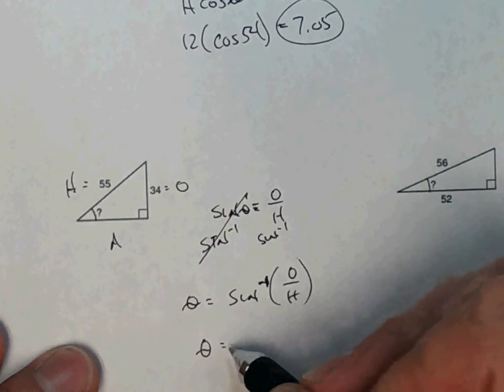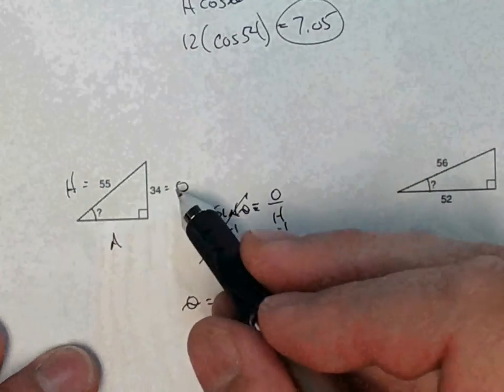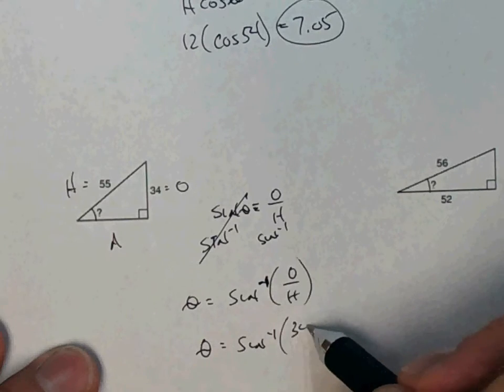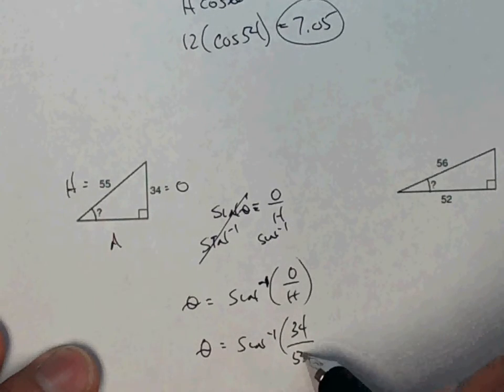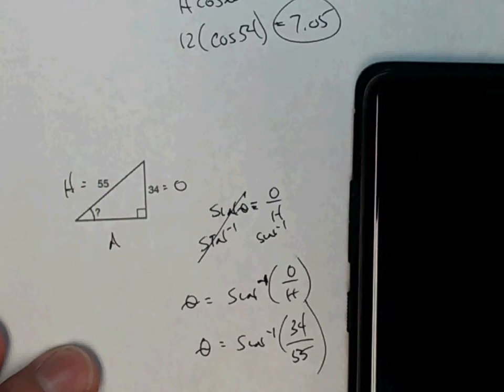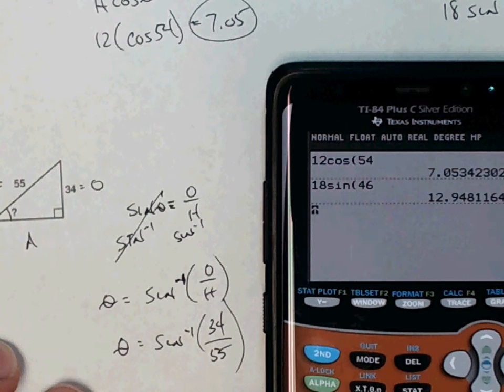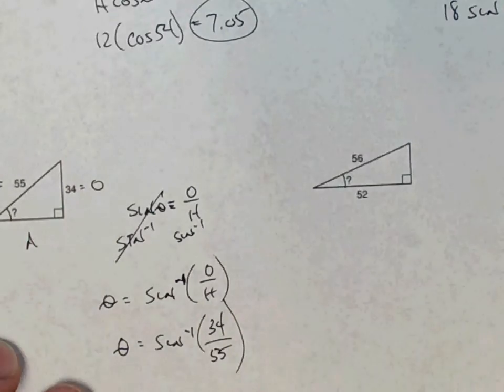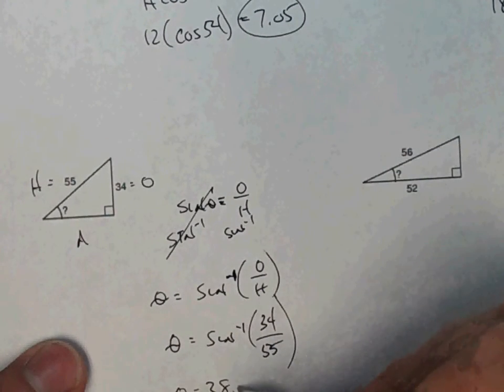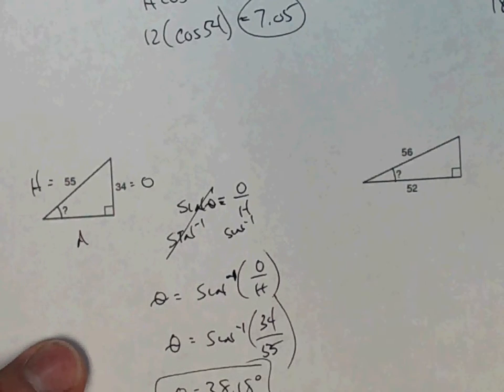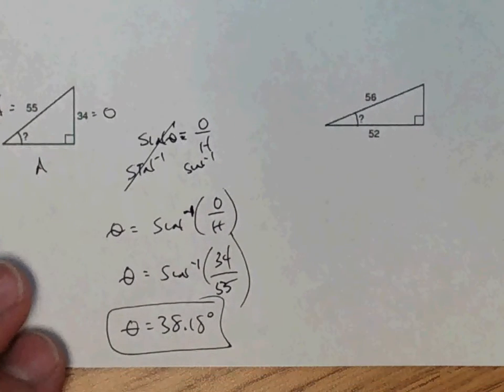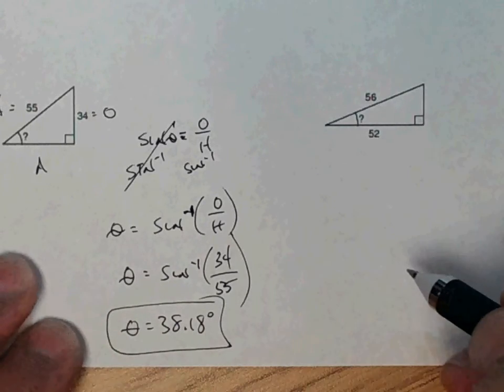And so now the angle is equal to the inverse sine. Opposite was 34, and the hypotenuse was 55. So now if we put that all in our calculator, you hit the second button and then sine, and you get the sine inverse, 34 divided by 55. And we get that it's 38.18 degrees. If they give you units, you should always put units. So in this case, they gave degrees as the units.